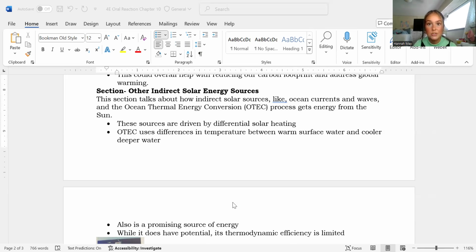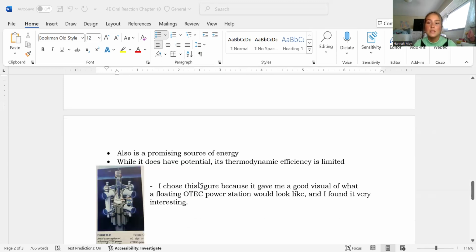OTEC actually uses the temperature difference between the warm surface water and all the way down to the cooler, deeper water. And it is a promising source of energy. It does have a lot of potential in the future as a renewable resource, but its thermodynamic efficiency is actually really limited right now. And I think it'll get better after there's more testing and just knowing exactly what is going on. And just a better understanding of it would help a lot.